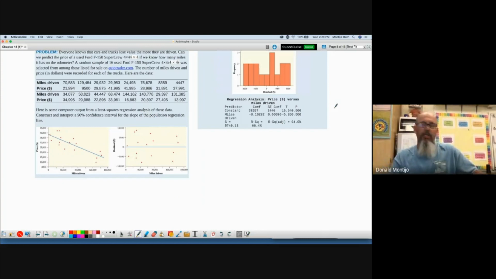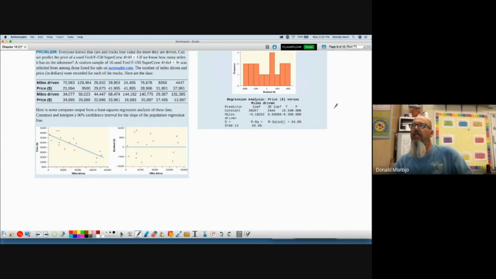Well, let's put this all together and run through an example. Everyone knows that cars and trucks lose value the more they are driven. Can we predict the price of a used Ford F-150 if we know how many miles it has on the odometer? A random sample of 16 used Ford F-150 Super Cruise was selected from among those listed for sale on Auto Trader. We did this problem before. I think this problem was in chapter 3. The number of miles driven and the price in dollars were recorded for each of the following trucks. Here's the data.